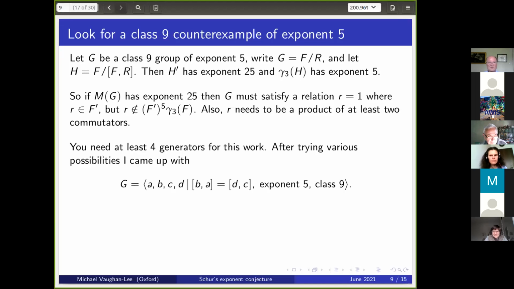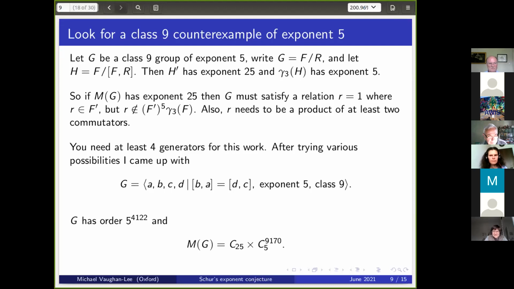So I've had a look at 2 generators, 3 generators, 4 generators to try and get this to work. And I came to the conclusion you couldn't find any example like this with less than 4 generators. You need a relation which is a product of at least 2 commutators. Well, I'm writing it as a relation, one commutator equals another. So this is eventually what I came up with: 4 generators and single relation [b, a] = [d, c], exponent 5, class 9. And there we go. It turns out to be a counterexample.